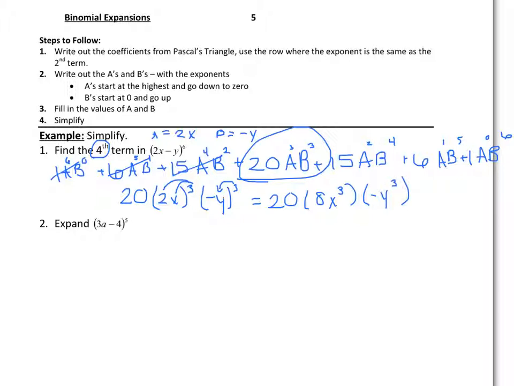And then I just want to multiply all my coefficients and negatives. So 20 times 8 times negative 1 would be negative 160. And then I'm going to add my variables x to the third, y to the third.